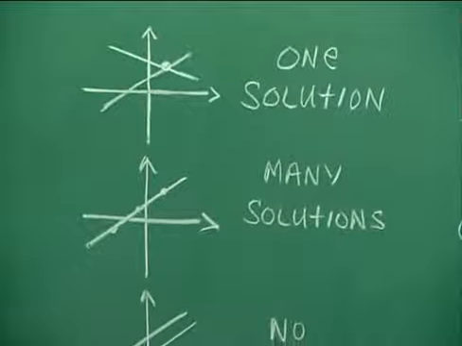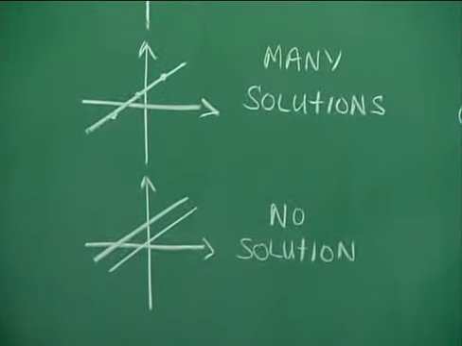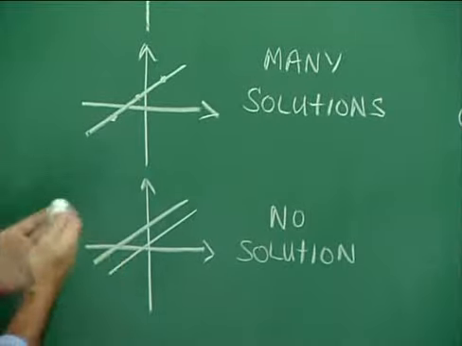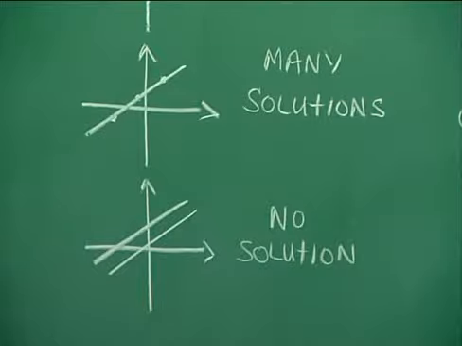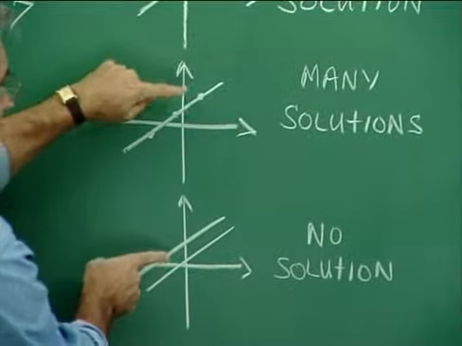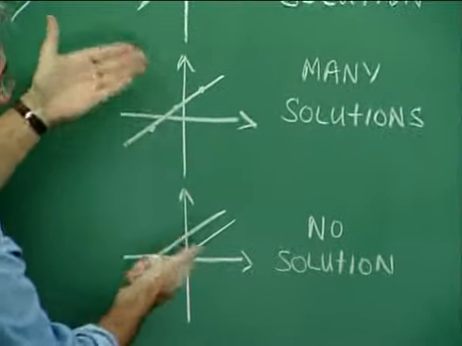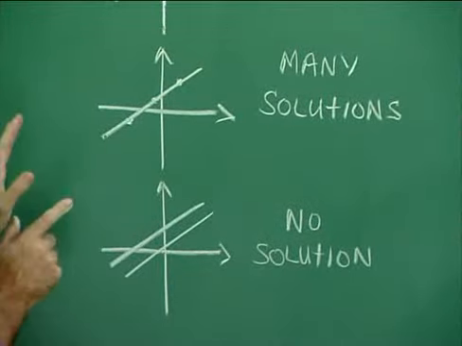The third possibility is that the two graphs will be parallel. And if they're parallel, they'll never cross. If they never cross, no intersection point, and therefore no solution to the system of equations. It's important for us to be able to recognize these two kind of funny-looking cases when they crop up algebraically. We can see them easily here graphically, but how does this make its appearance algebraically?